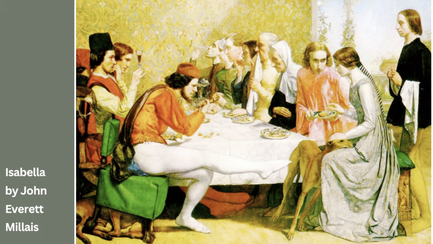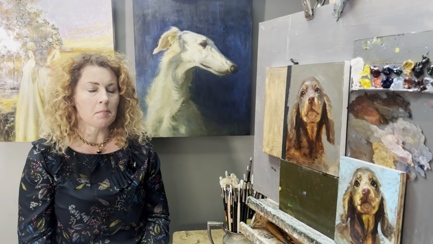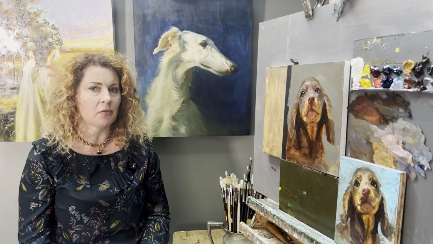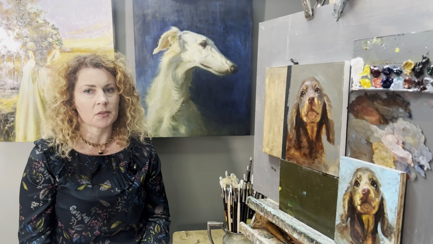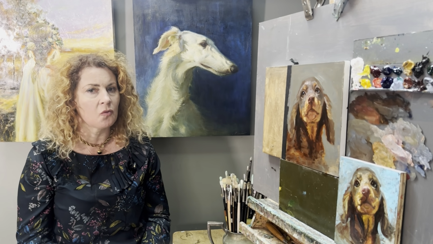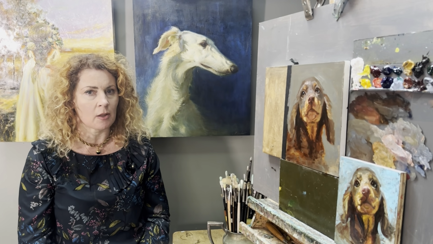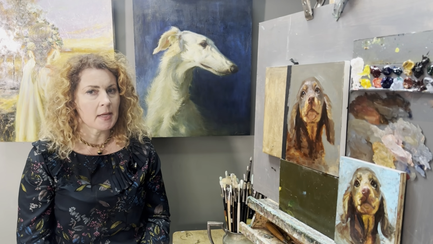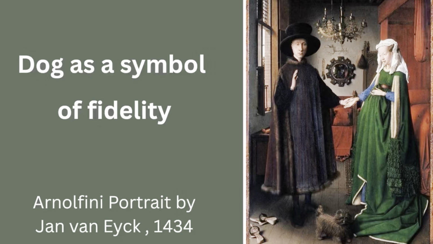Her greyhound rests at her feet, Isabella's hand lovingly placed on his head. Here, the dog symbolizes loyalty, faithfulness, and the love she feels for Lorenzo. The outstretched leg of her brother cuts across the space, pointing towards the dog like a weapon, foreshadows violence that will follow.